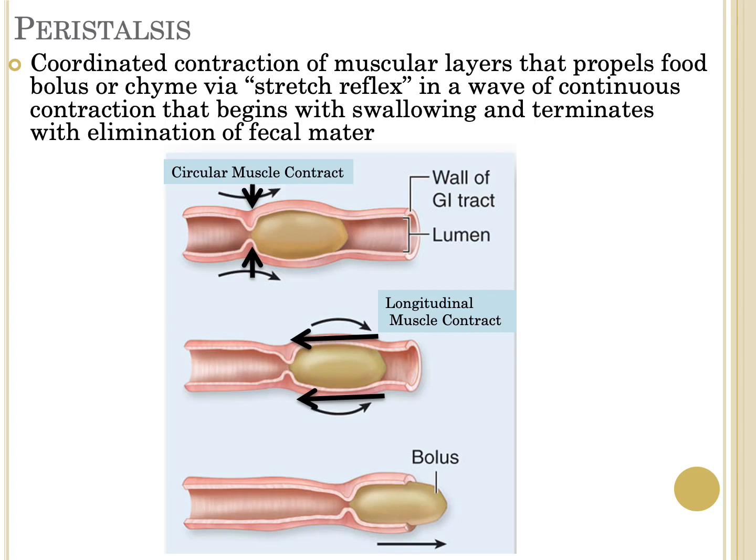muscularis layer of the alimentary canal that will constantly be propelling the food, the bolus or the chyme of materials being digested, in a forward motion, meaning it's always attempting to move from the mouth to the anus. This begins with swallowing and terminates with the defecation reflex, leading to the elimination of fecal matter.